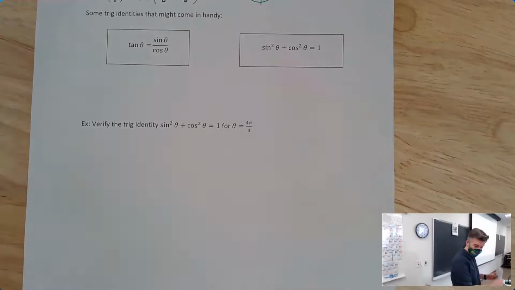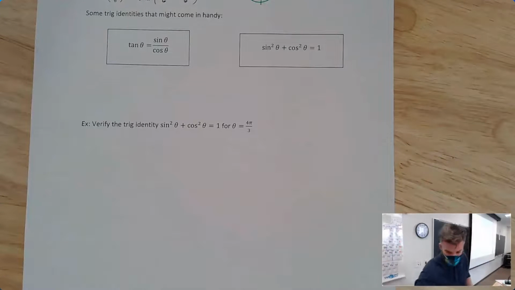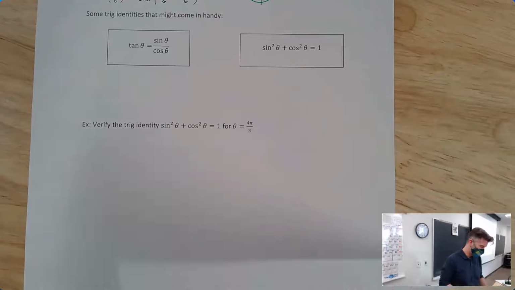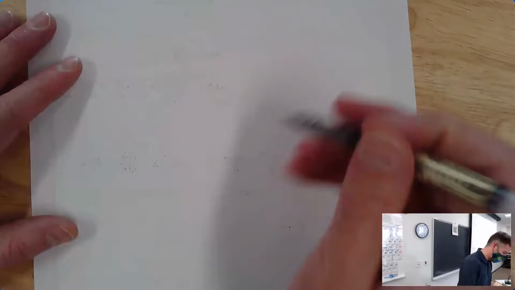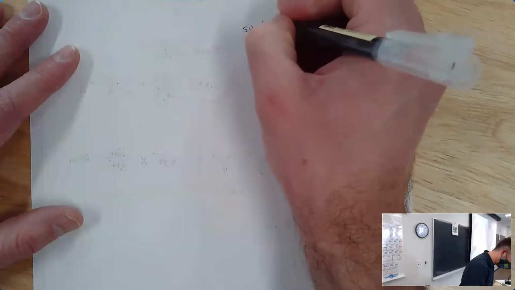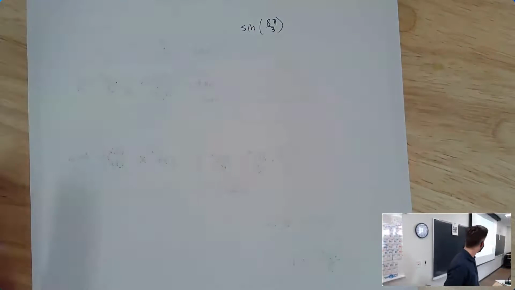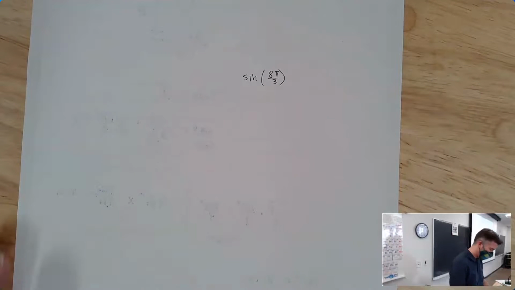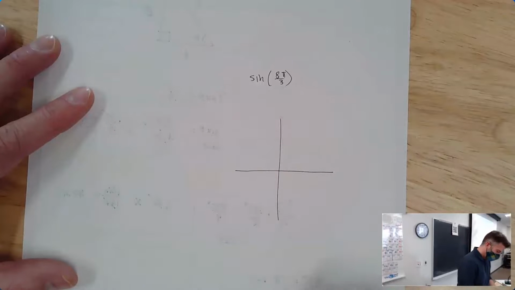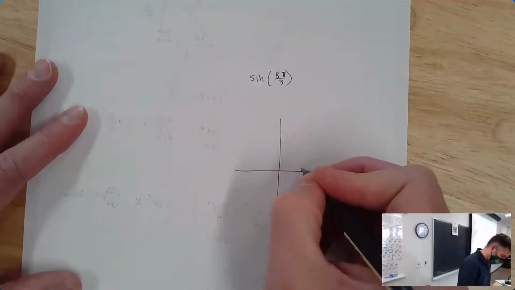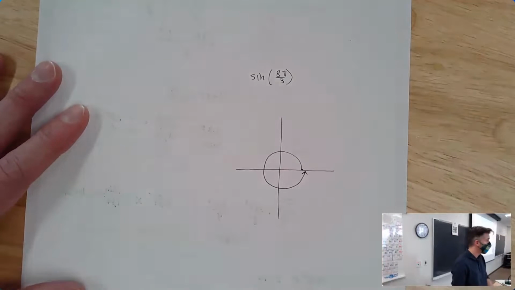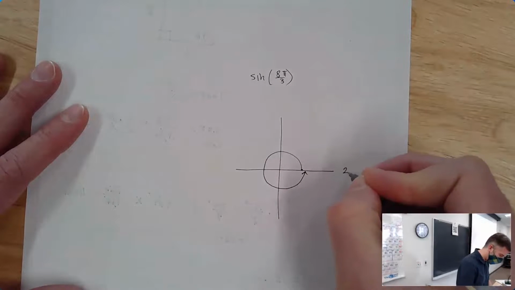Another example of this would be, I'm always running out of room here. Let's say we wanted to find sine of 8 pi over 3. Well, 8 pi over 3 is going to be one full revolution, which is how much? 2 pi, which is how much pi over 3?